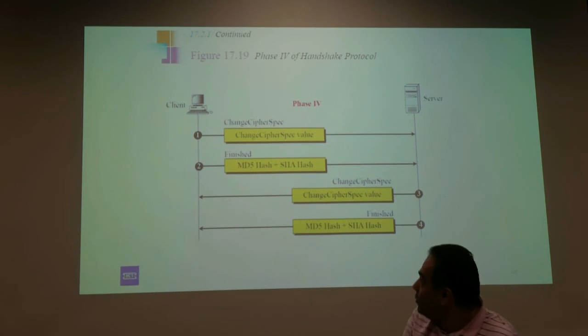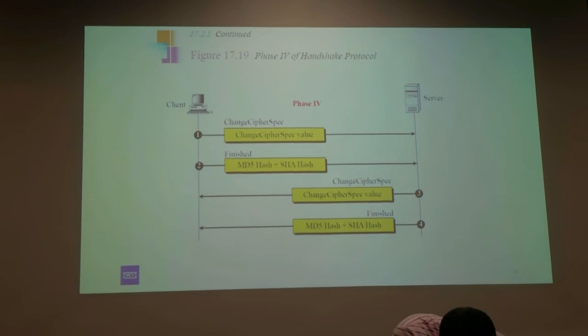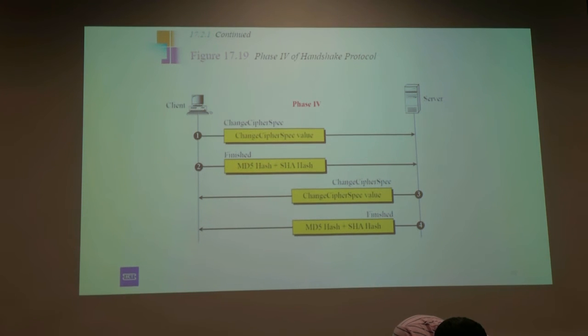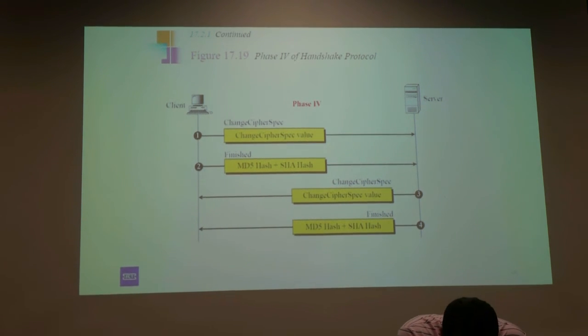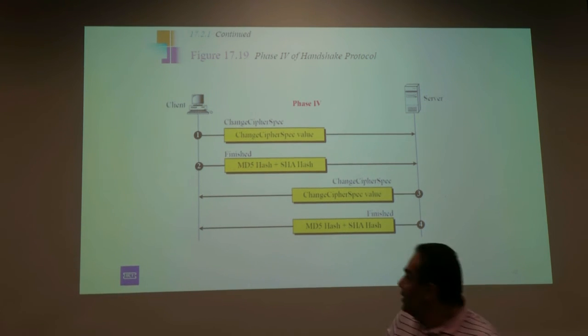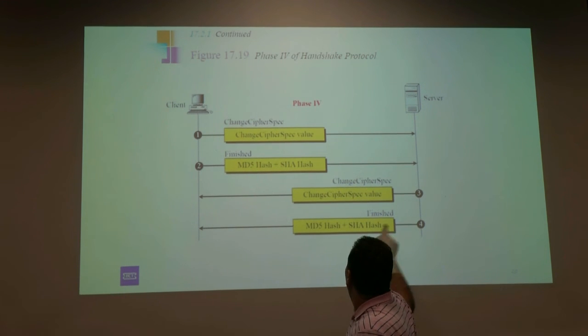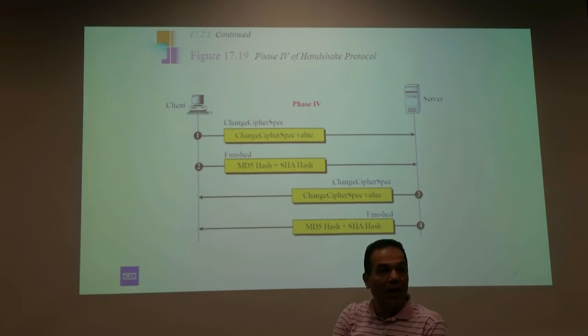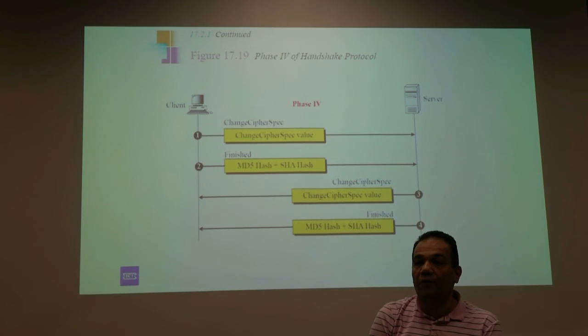Then we have finished. The next message is also sent by the client. It is the finished message that announces the end of the handshake from the client side. After that, we have the same thing from the server: change cipher spec, same as explained, and the finished. So now the handshake is finished.